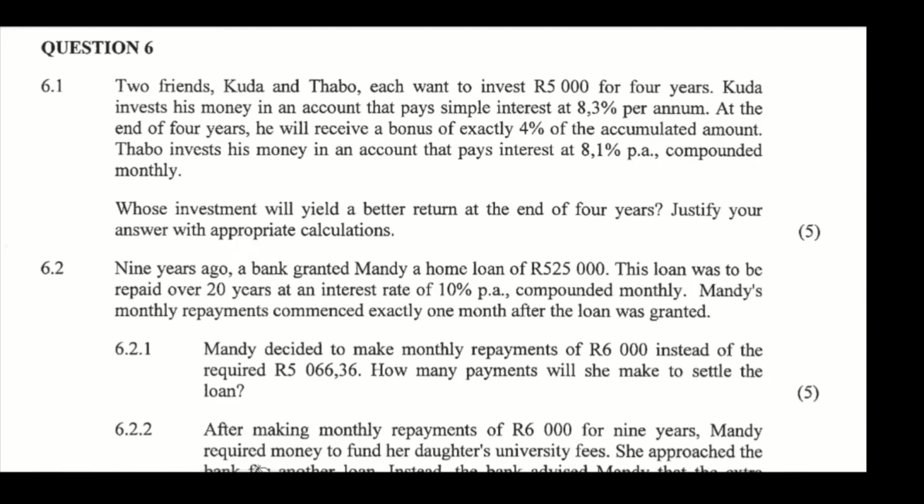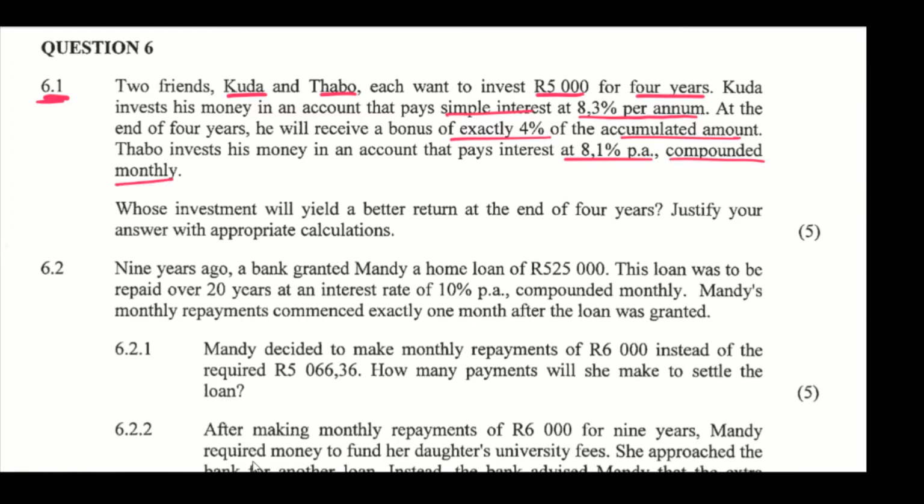Looking at question 6.1, it says that two friends, Kuda and Thabo, each want to invest 5,000 Rand for a period of 4 years. Kuda invests his money into an account that pays simple interest at 8.3% per annum. At the end of the 4 years, he will receive a bonus of exactly 4% of the accumulated amount. Thabo invests his money into an account that pays an interest rate of 8.1% per annum compounded monthly.